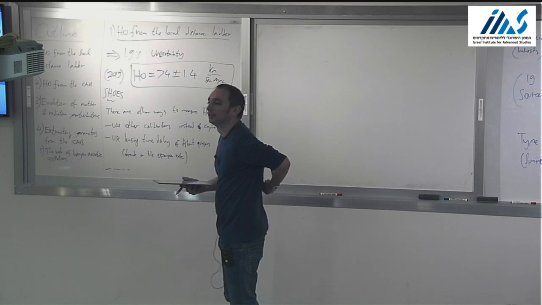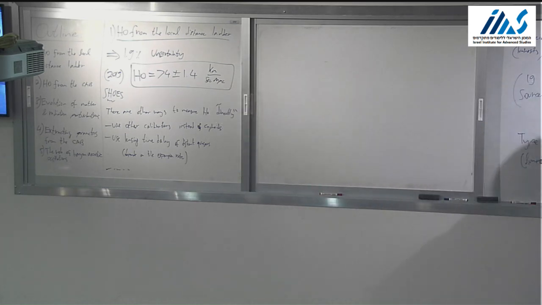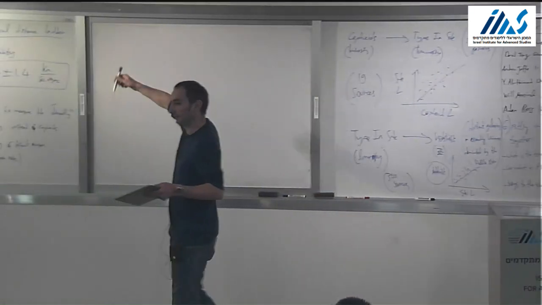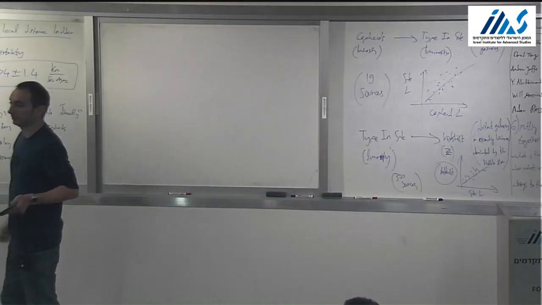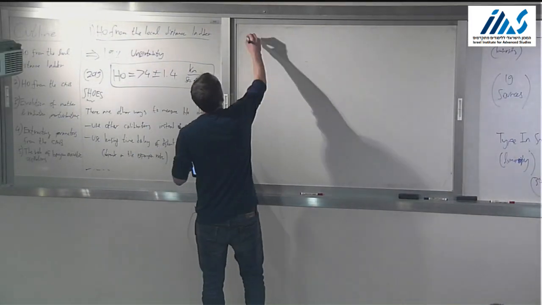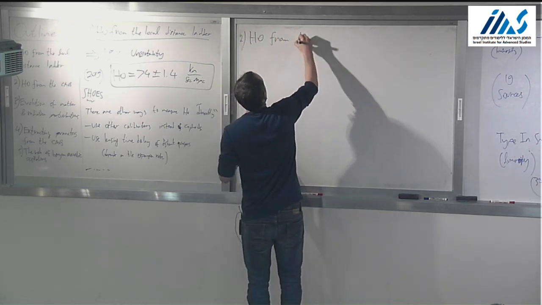Yeah. And then how do you measure Z on the y-axis? So again, you look at the light curve from a supernova and you look at absorption lines from that light curve and you measure the redshift. Okay. So let's move on to the second topic, which is H0 from the CMB.